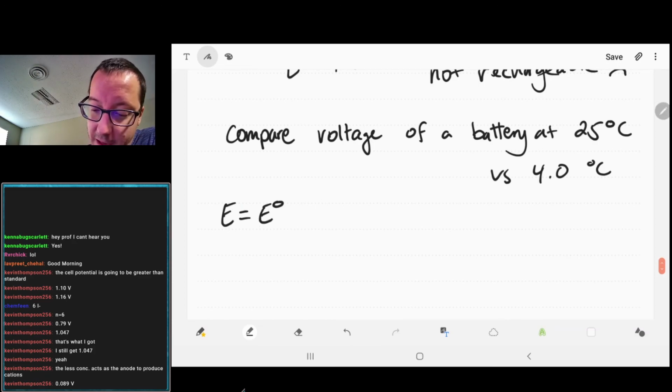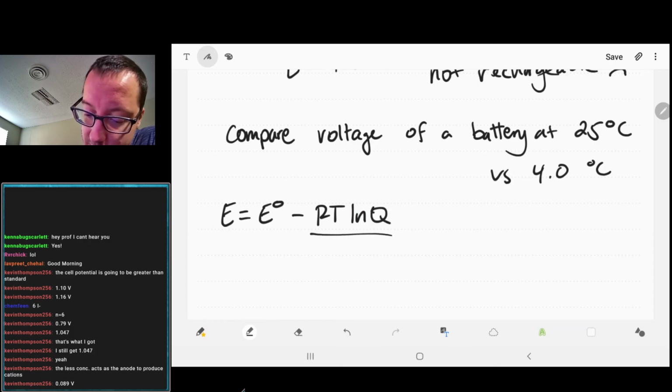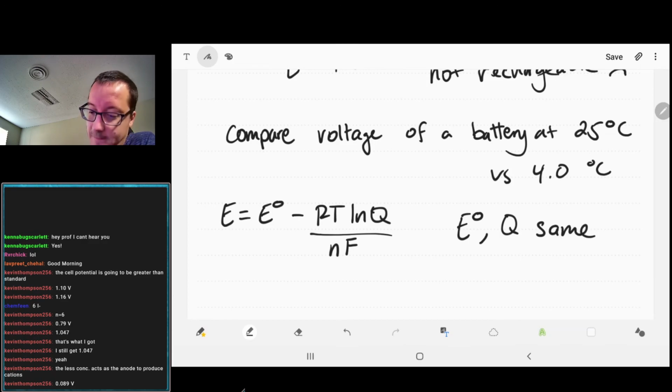So if we go back a little bit, we remember that we had RT ln Q over nF here. So remember at 25 degrees Celsius, we can just put in the 0.0592 and we'll be okay. But in this case, we don't have that. But let's say the batteries are going to be the same. So we also know that R and F would be the same because it's the same battery.